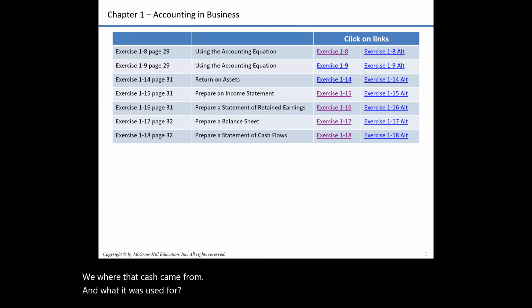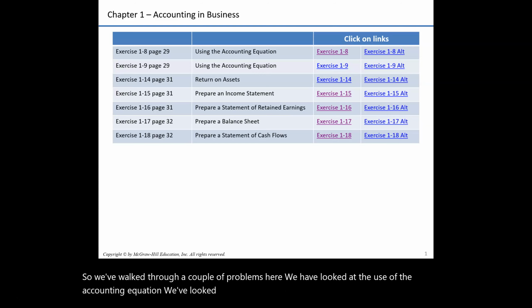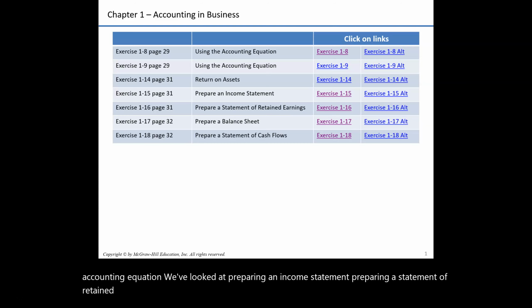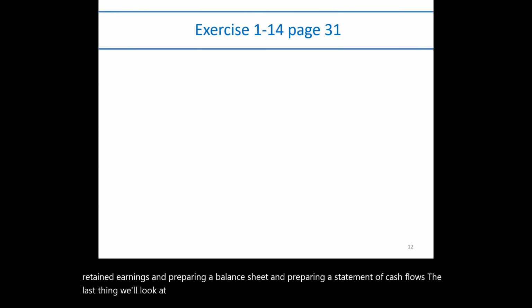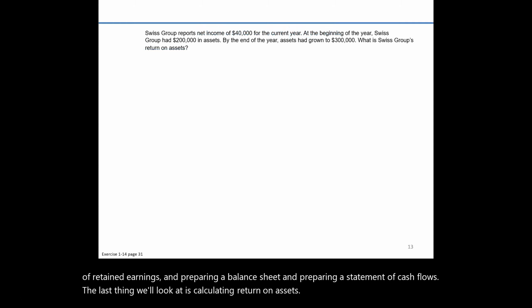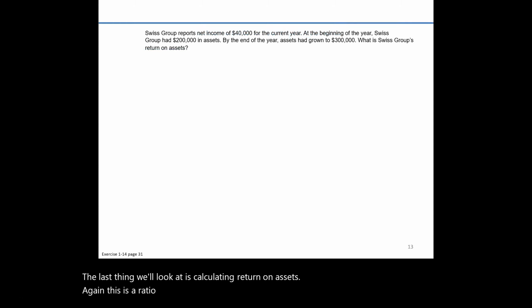So we've walked through a couple of problems here. We've looked at the use of the accounting equation. We've looked at preparing an income statement, preparing a statement of retained earnings, preparing a balance sheet, and preparing a statement of cash flows. The last thing we'll look at is calculating return on assets. Again, this is a ratio. It's dependent on the relationships between the numbers that are reported in the financial statements.